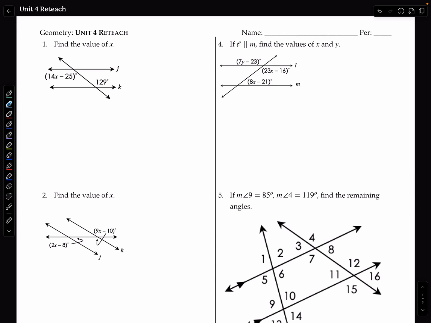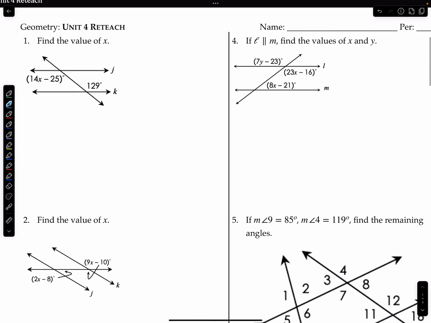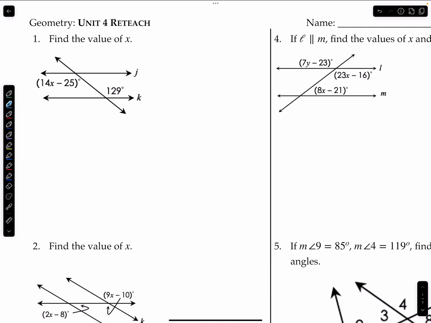So this is the video for the Reteach for Unit 4. When solving problems that involve parallel lines, what you're going to have to do is identify the type of angles that you see. So what we have here are alternate interior angles, and those are equal. And so we have 14x minus 25 equals 129. So 14x equals 154. And so x equals 11 when you divide by 14.